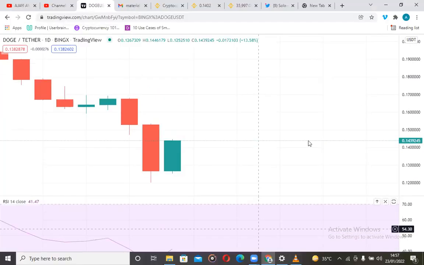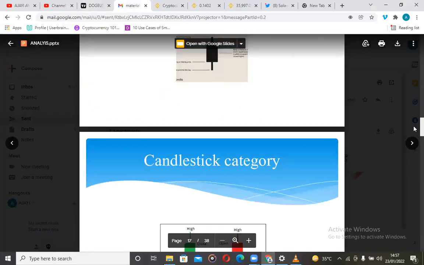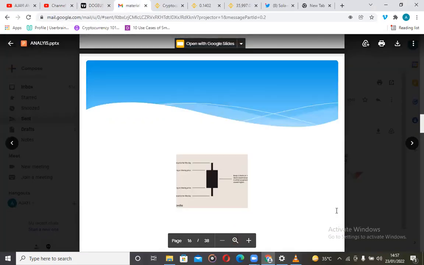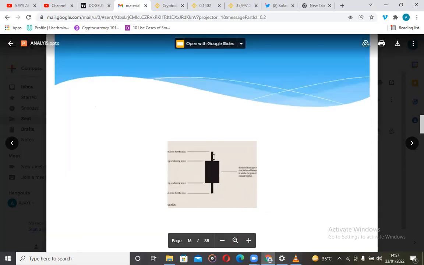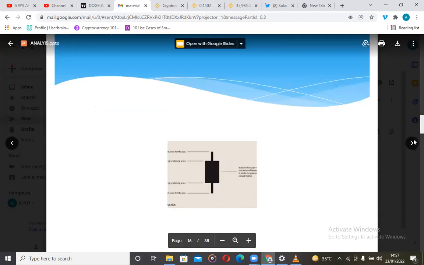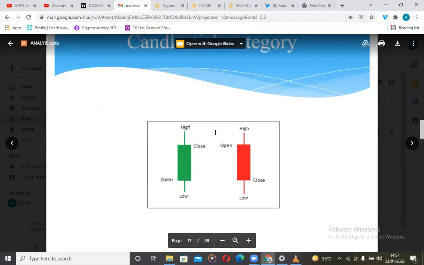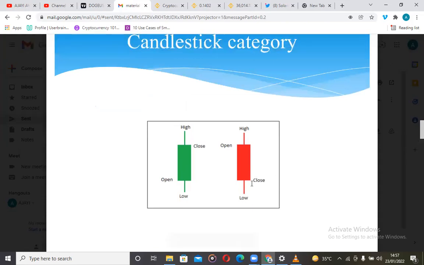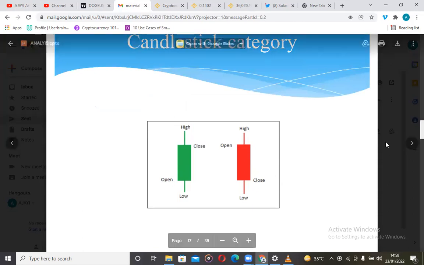So let's go back to the material. I've explained the high and the low, right? First price of the day, lowest price of the day. You can see the high and the low are the same for the red and the green. But for the green, the open starts from the base to the top. It's closed, that is, it's going higher. For the red, the open starts from the top and it comes down. It's going down. So that's the close, right?